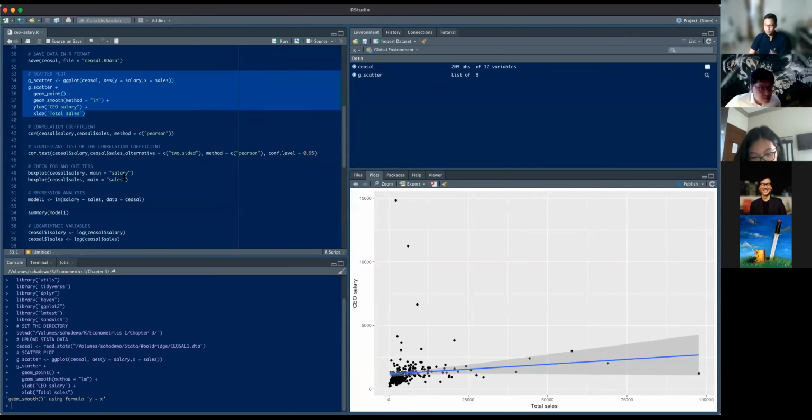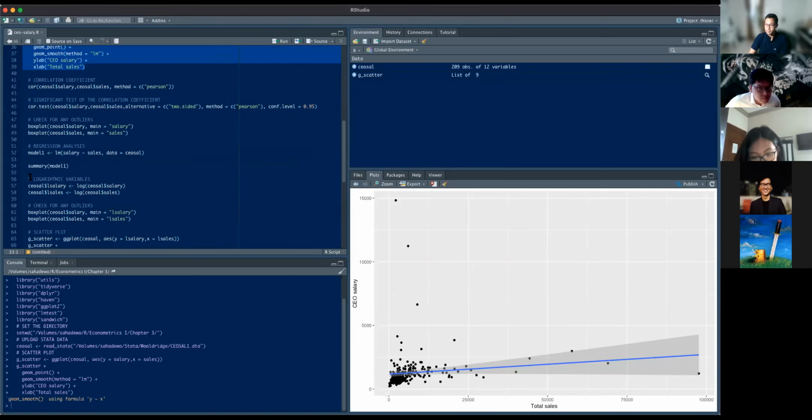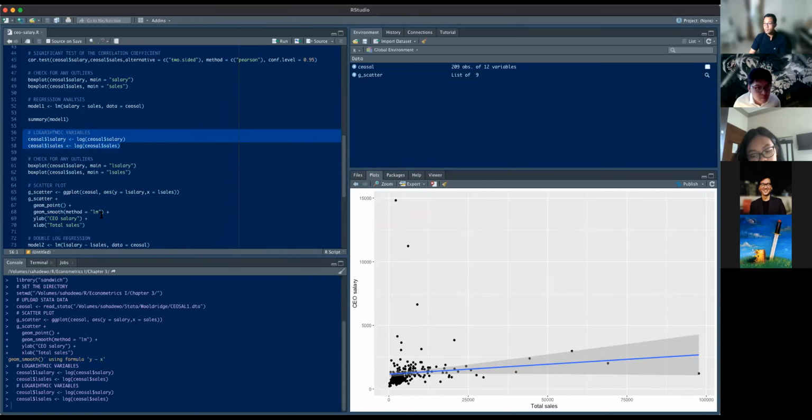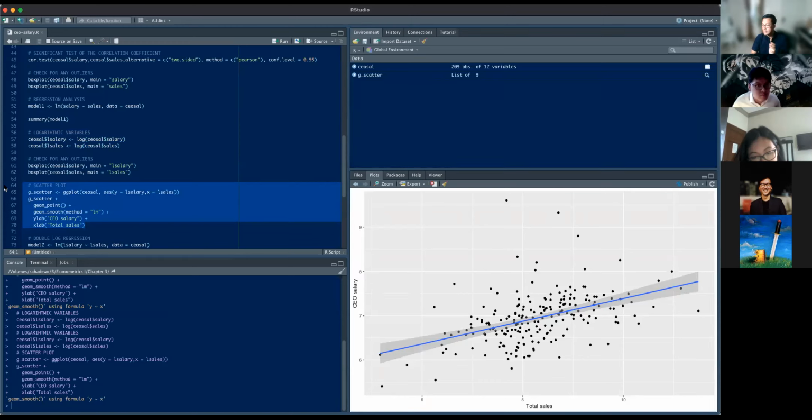I can also do data transformation. For example, I can make a log-transformed variable instead of salary, so I'm going to use log salary and then log sales. From this, I can also do a scatter plot on the log variables. And so we can see that there is a relationship between total sales and CEO salary. If your firm generates higher sales, then your CEO salary tends to be higher. So that's the idea.